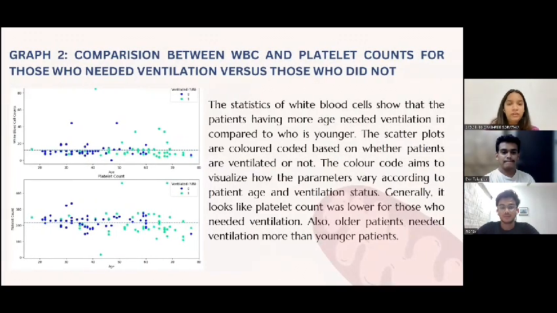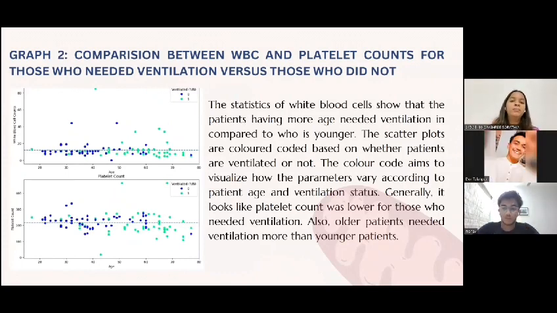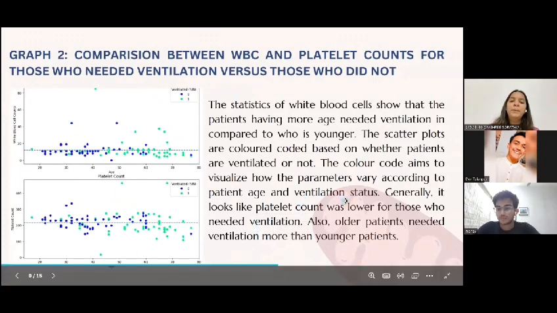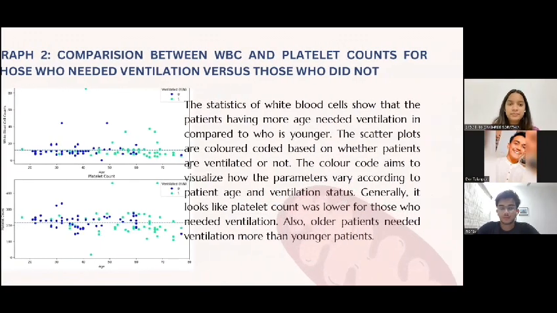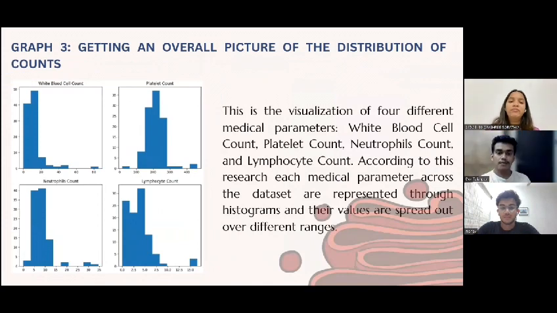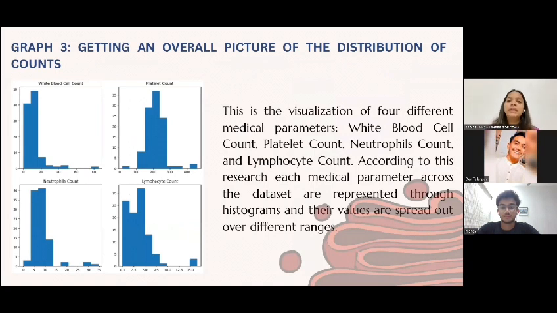As we can see in graph 2, there are comparisons between white blood cell and platelet counts. Here, younger patients do not need ventilation, while older people do. In the next graph, we have taken four parameters: white blood cell, platelet counts, neutrophil counts, and lymphocytes. According to this, we have analyzed our COVID-19 reports.